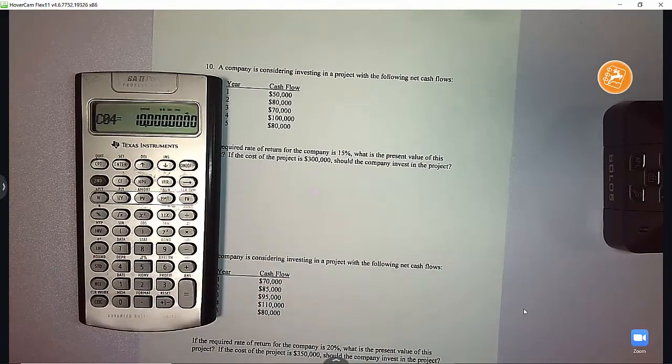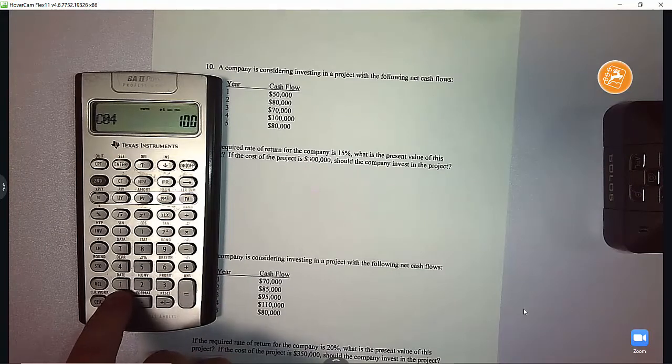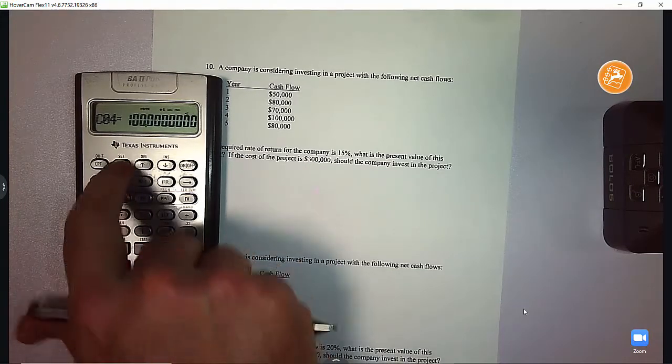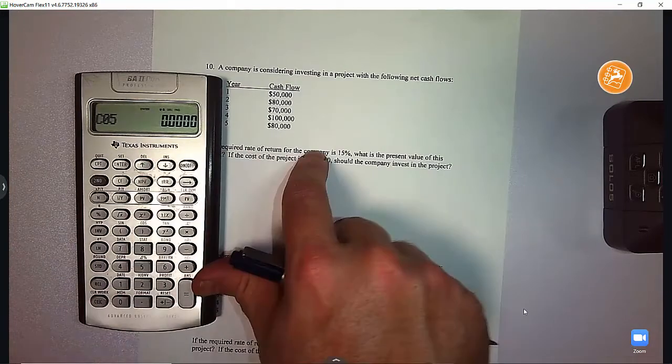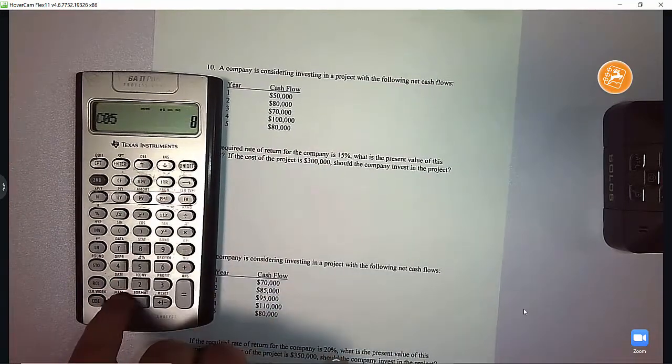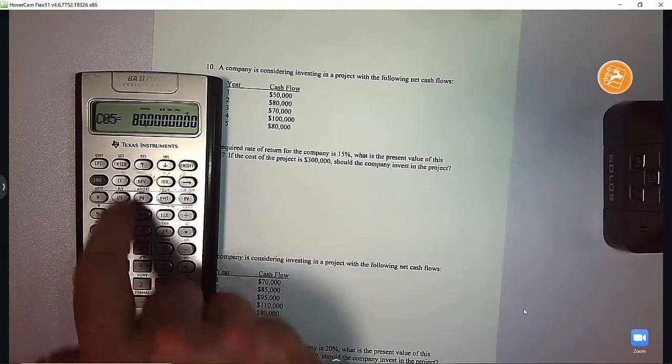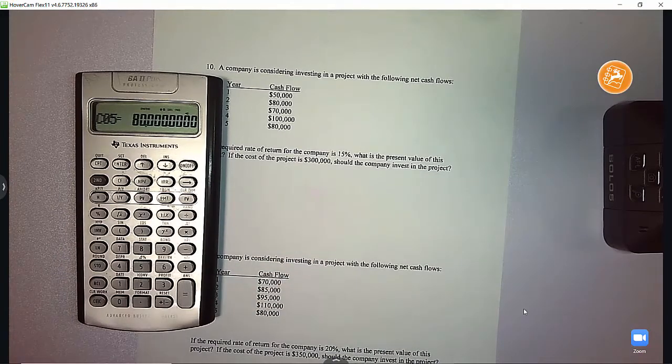And then enter. Oops, that was wrong. I only put 10,000. That's going to give me the wrong answer. So let me redo that. 100,000. There we go. And then enter. And the cash flow at time 5 is $80,000. And then enter. Okay. So all my cash flows are in.